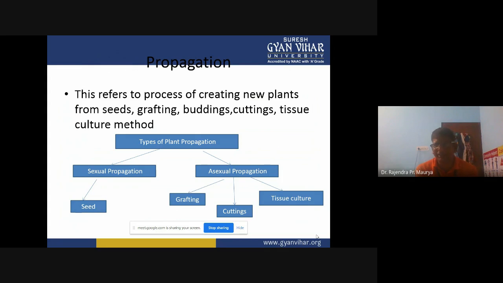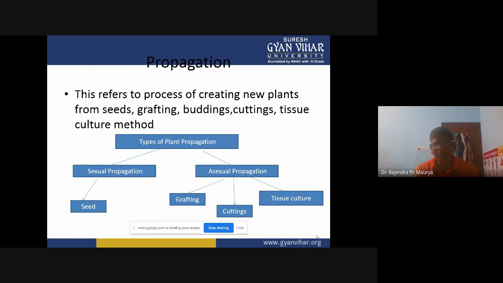Second one, asexual propagation or vegetative propagation. In this one, somatic cell division occurs. What happens in this? We can take a plant part from any part, and from that we multiply. Since somatic cell division is involved, we can get true to type plants that will be exactly similar to the mother plants. That's why we say this is clonal propagation.